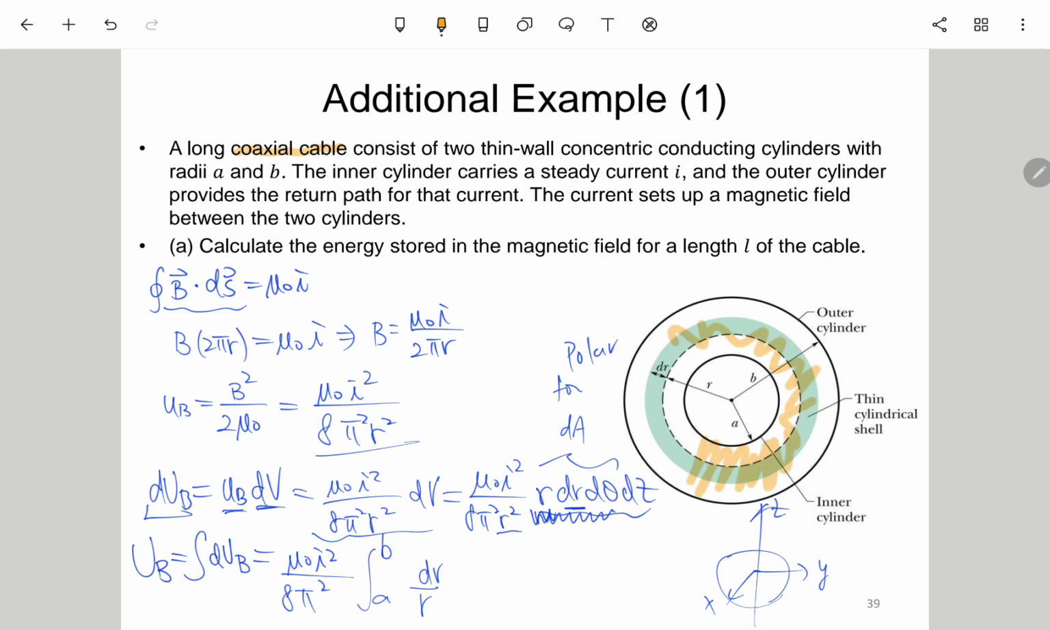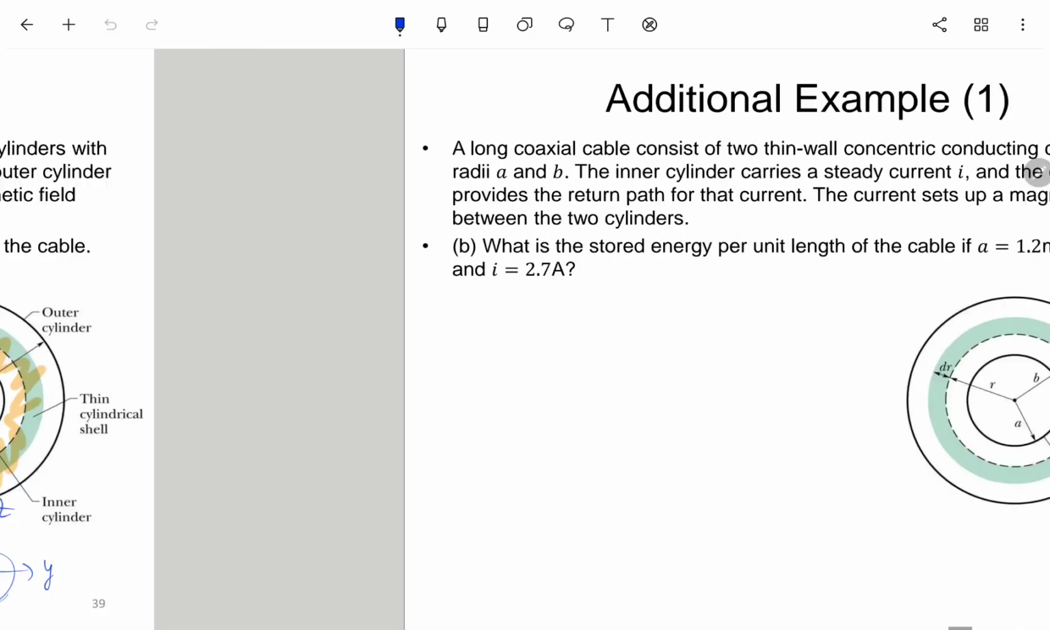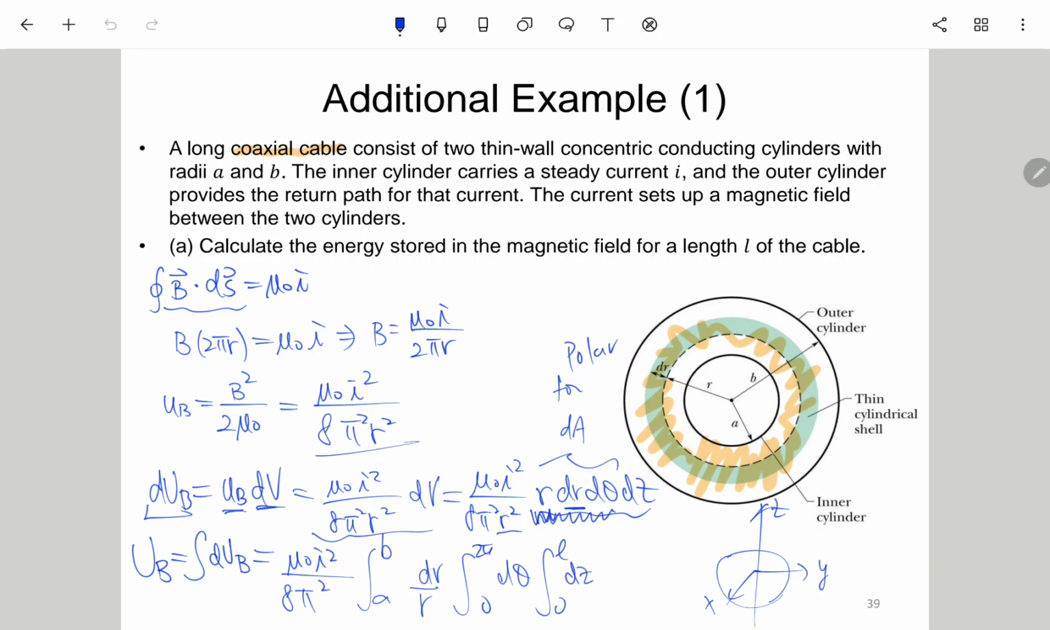Consider this part. Okay, and then for d theta, it is from 0 to 2 pi, and then dz from 0 to length L. Okay, so actually maybe we just go to here. It is actually mu0 I squared L over 8 pi squared, times 2 pi. This one is the natural log of r, evaluated from a to b. So this is actually the natural log of b over a.